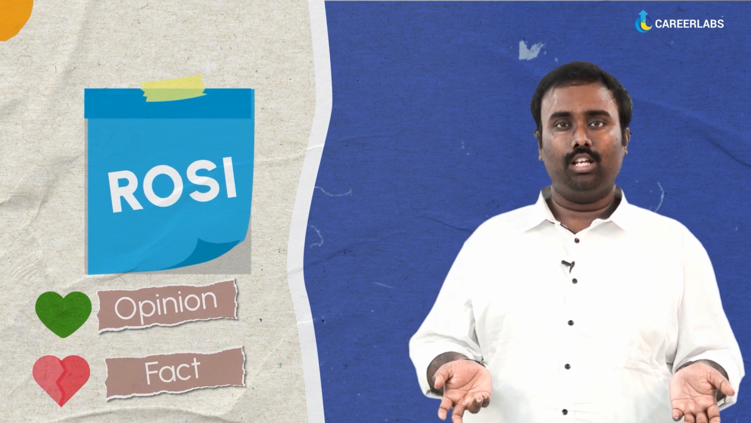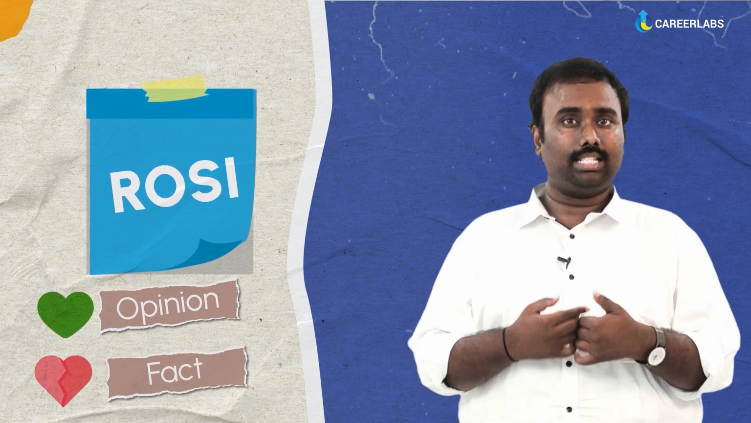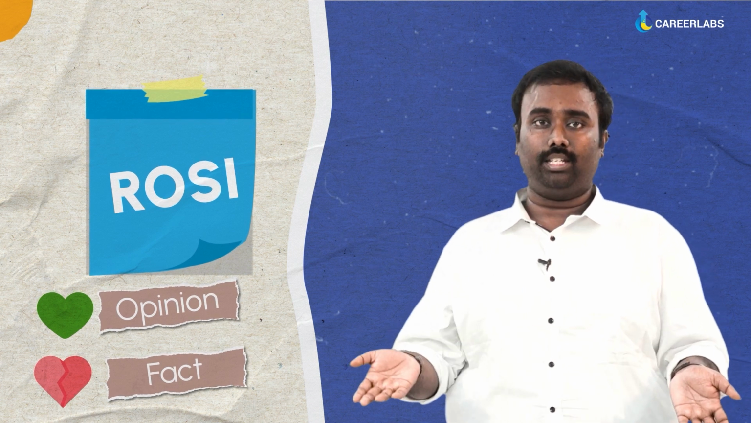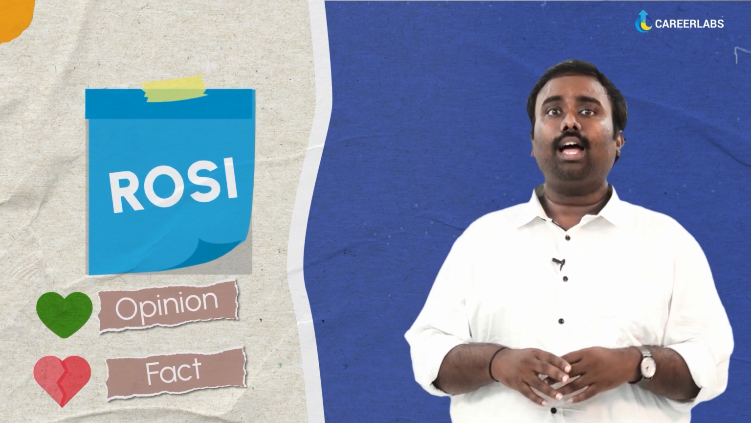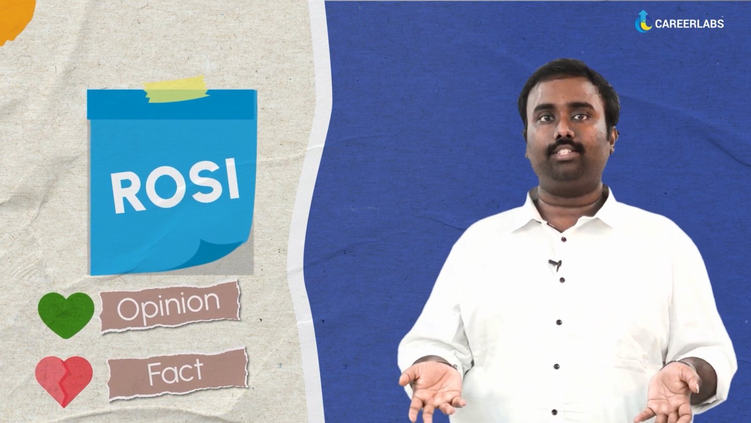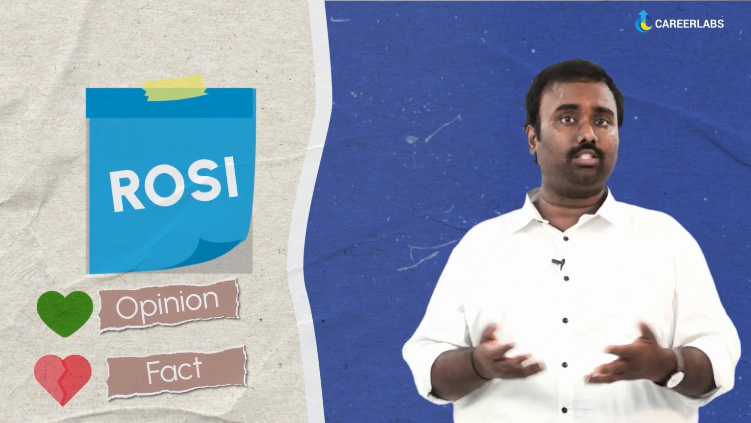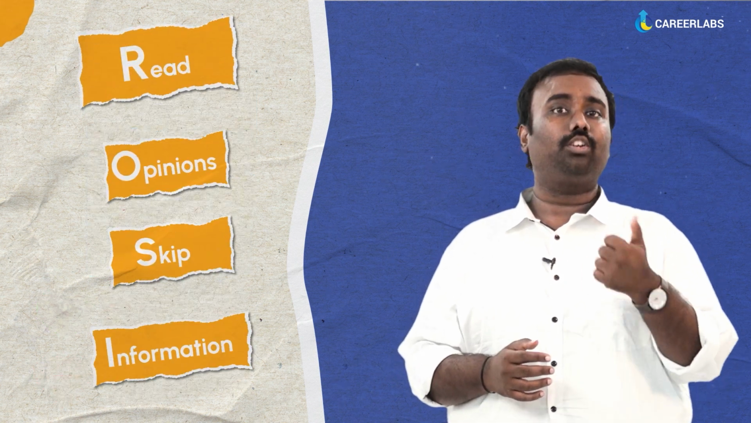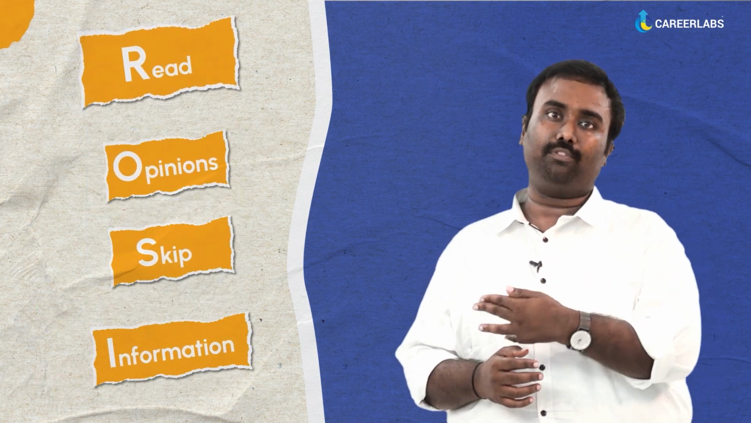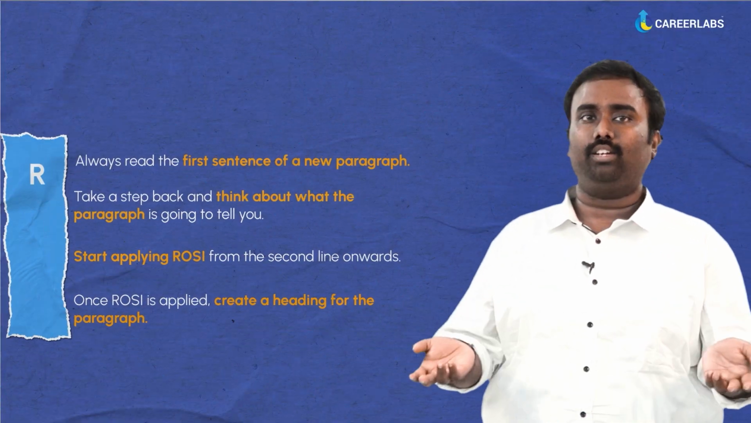Here's the thing about Rosie. She loves opinions and doesn't care much for the facts. So we can use Rosie and start by telling facts from opinions in a reading comprehension passage. This is what we require, as the primary understanding of the passage is dependent on understanding the opinions of the author. So if you haven't already guessed, Rosie stands for read opinions, skip information. And here's how we apply Rosie.